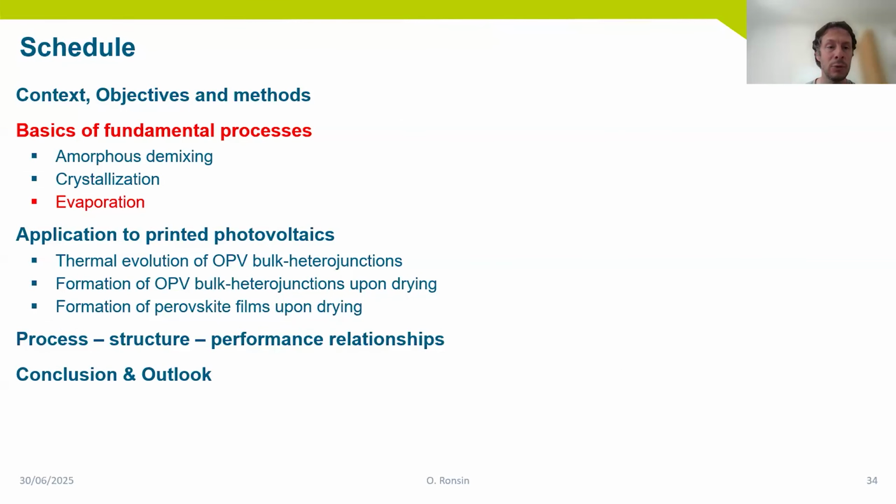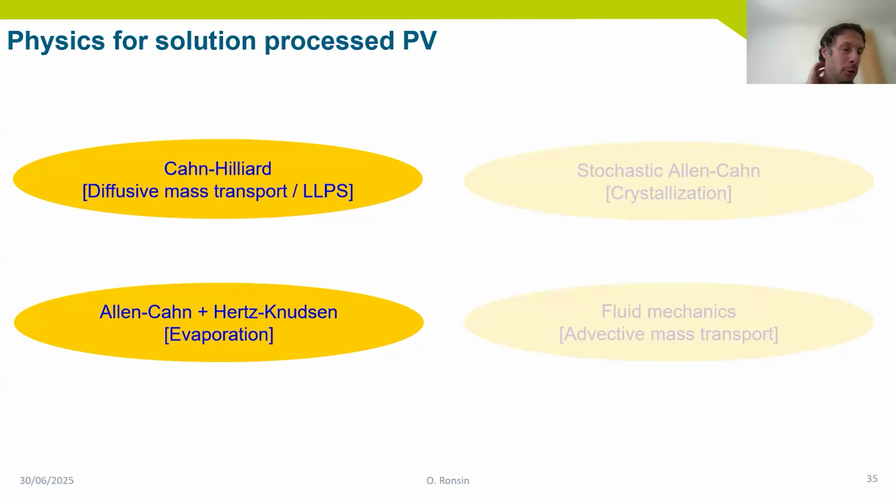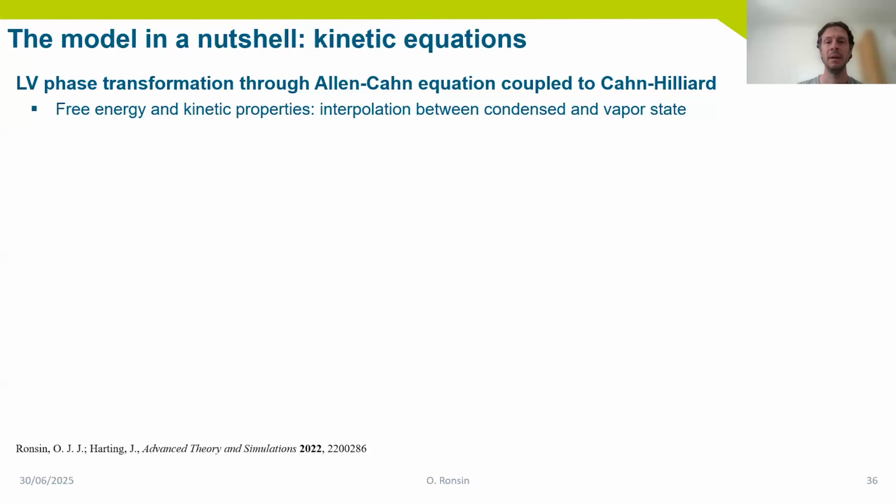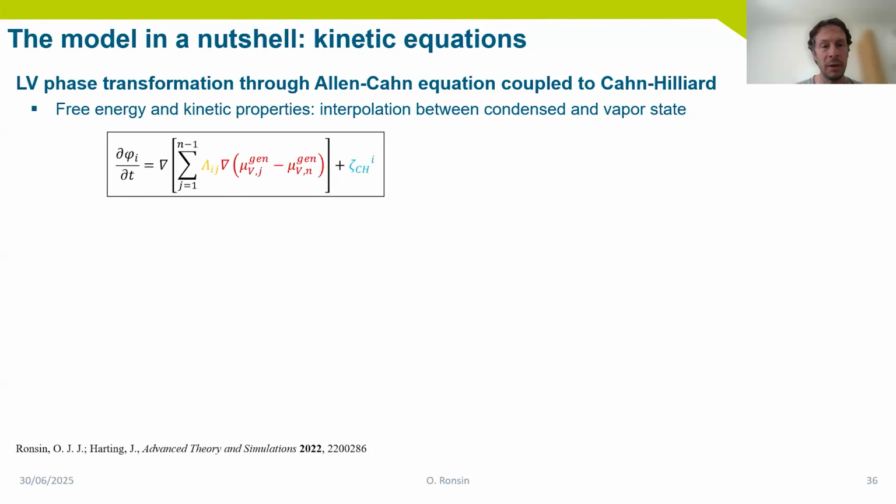Okay, now let's go to evaporation. Evaporation in our framework is already a coupled model between the Cahn-Hilliard equation and an additional Allen-Cahn equation we need for evaporation. So this is a little bit more complicated. We have the Cahn-Hilliard equation once again. It's the same as before. And we use an Allen-Cahn equation for describing the phase state of the solvents, in that case with an order parameter phi, which is 0 if it's liquid, and 1 if it's vapor this time.